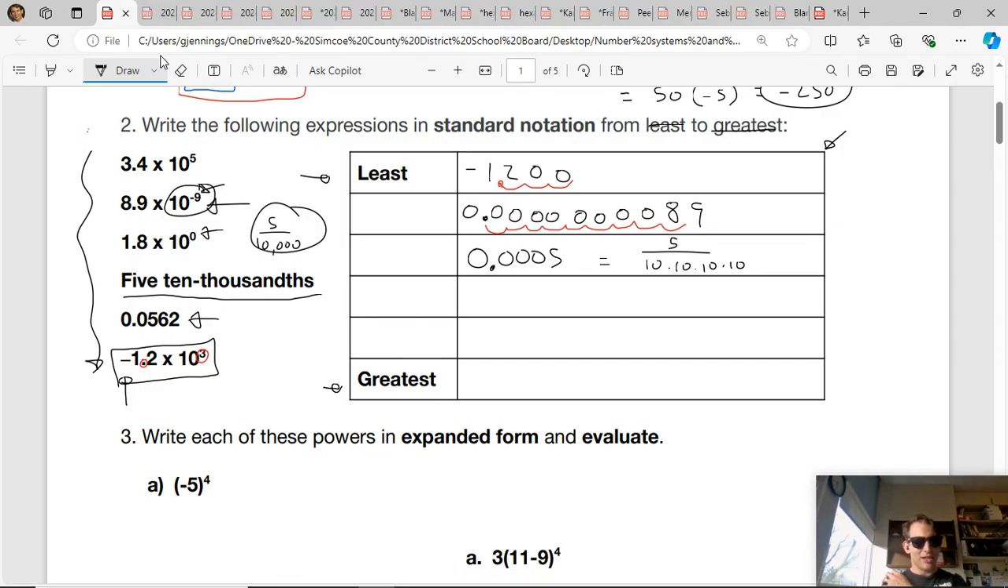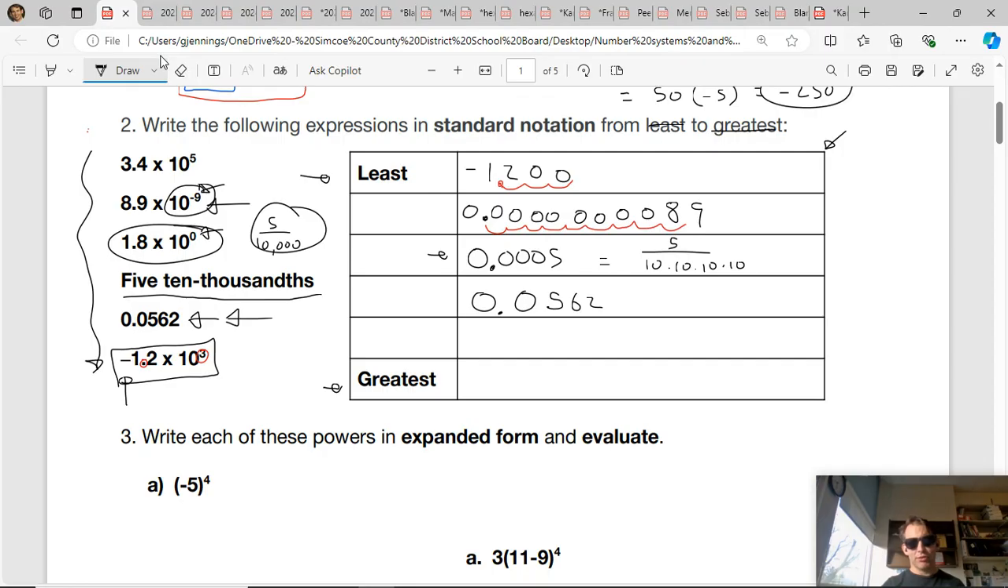Okay, now let's talk about the next one. The next smallest one is this. It's already written in standard form, so that's just lovely. 562. It just is what it is. And I can see it's bigger than that because it's way closer to the decimal point, but it's smaller than the next one. The next one is this one here.